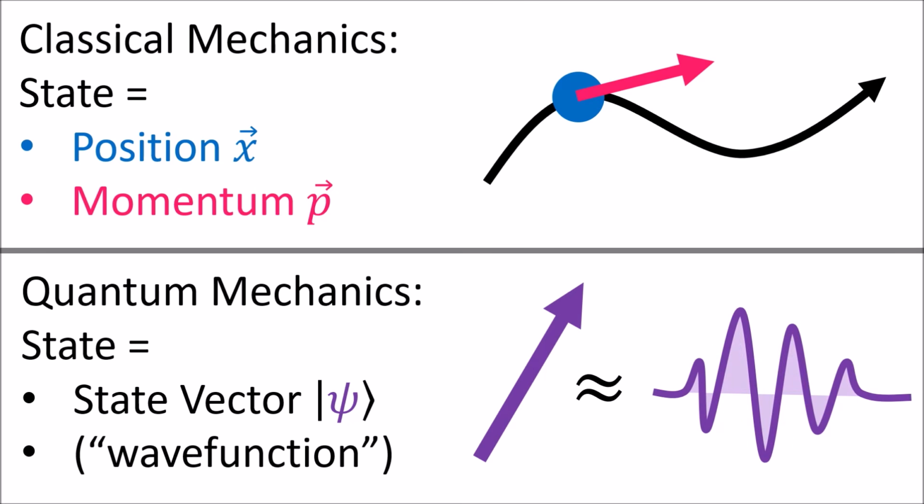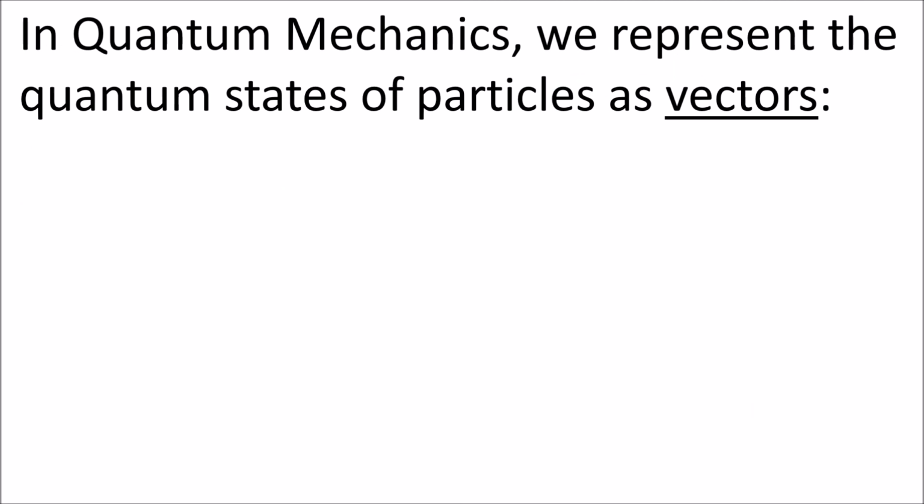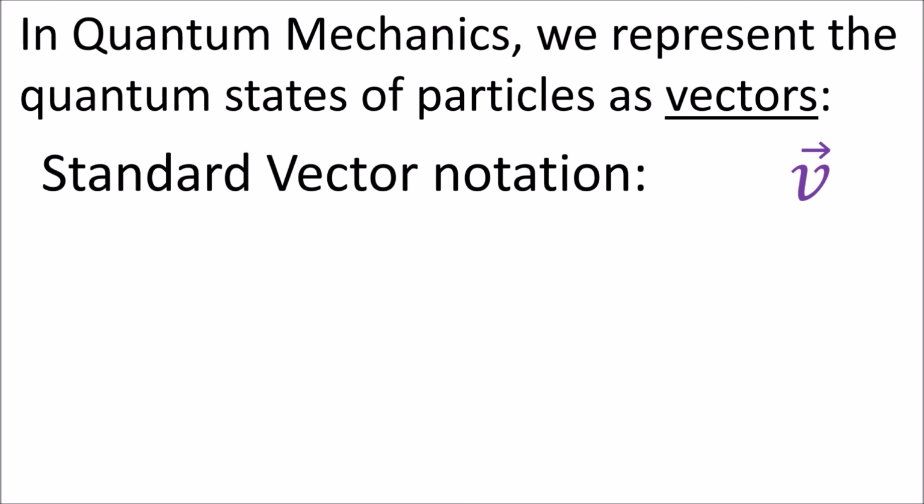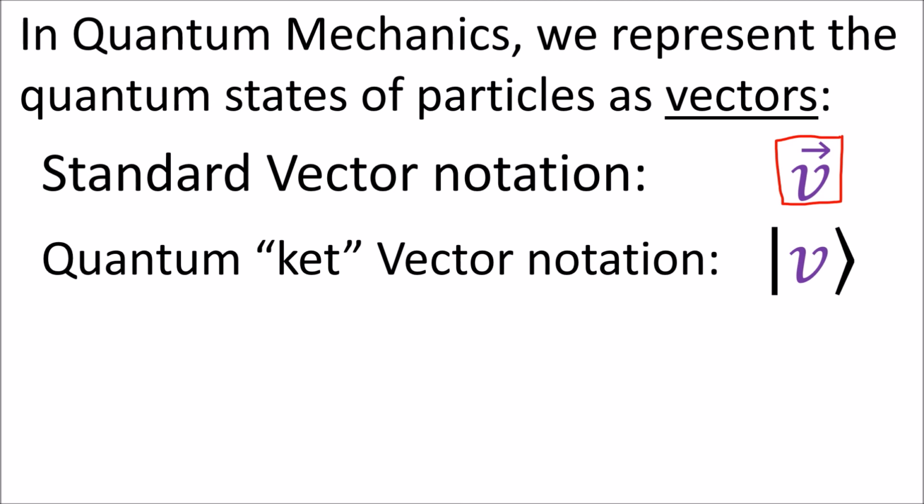Everything that we can possibly know about a particle, like its position, momentum, and energy, can be derived from the particle's state vector. This idea of an abstract state vector can be a bit confusing, but hopefully it will become more clear as the video goes on. The standard way of writing a vector in physics is to write a little arrow above the variable, but in quantum mechanics we use the Ket vector notation and write vectors like this, with an angle bracket pointing to the right.